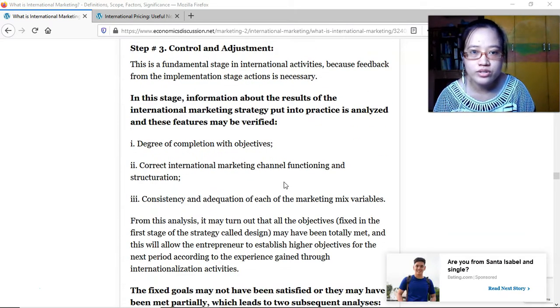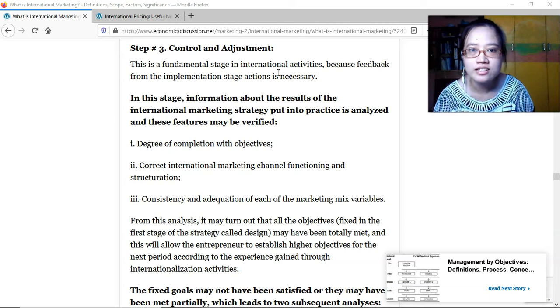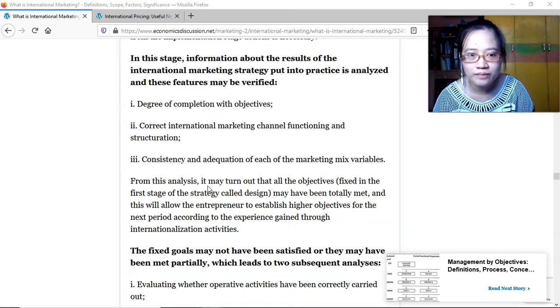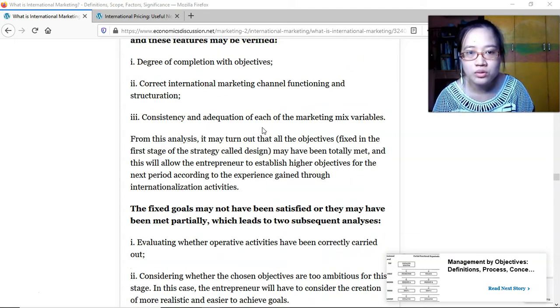Step 3 is control and adjustment. It is a fundamental stage in international activities. We have to make sure that the product is of good quality, because feedback from the implementation stage actions is necessary. So what do we check? The degree of completion of objectives, correct international marketing channel functioning and structuration, and consistency and adequation of each of the marketing mix variables.